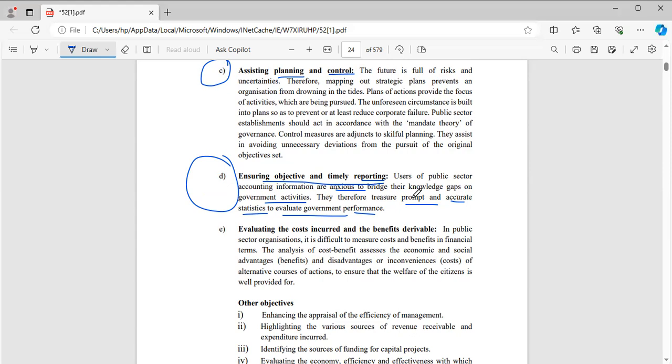So they should ensure to report to us even on a monthly basis, rather than waiting till the end of the year. And the only way they can do that is by rendering public sector accounting. You cannot report to us without having a good public sector accounting framework in place. Okay, so that is an objective.